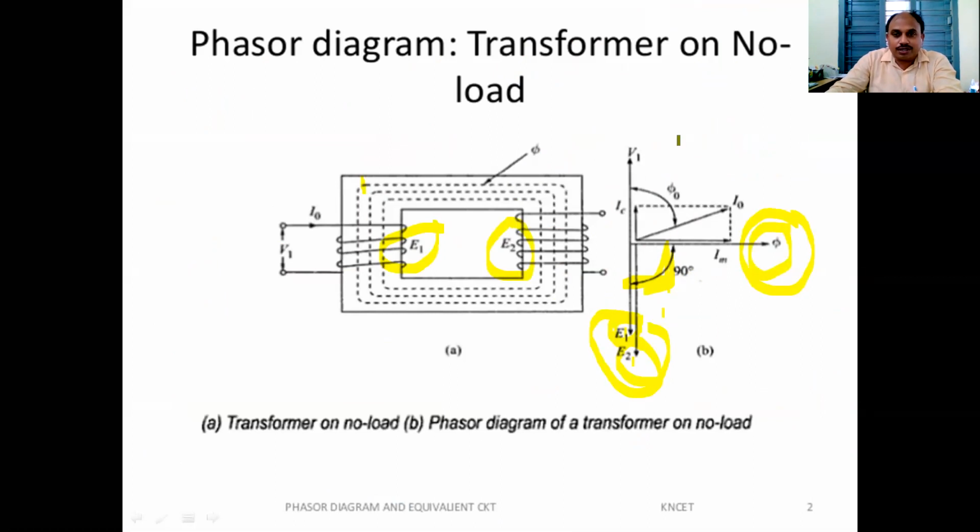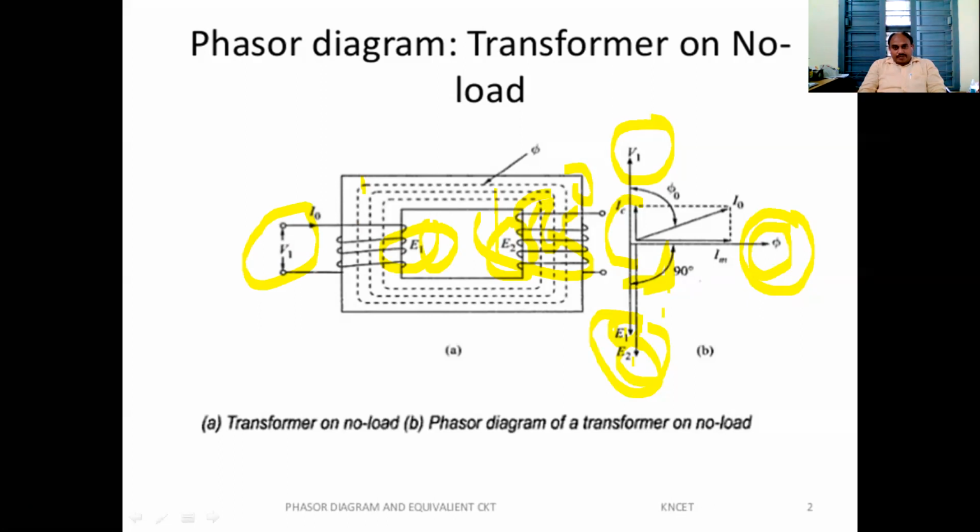This is the applied voltage, the primary voltage V1. So there exists a phase angle difference between V1 and E1 and E2, equal to 180 degrees. Here the applied voltage and the induced EMFs E1 and E2 have a phase difference of 180 degrees in the transformer. So this is all about the phasor diagram of the transformer under no load condition.